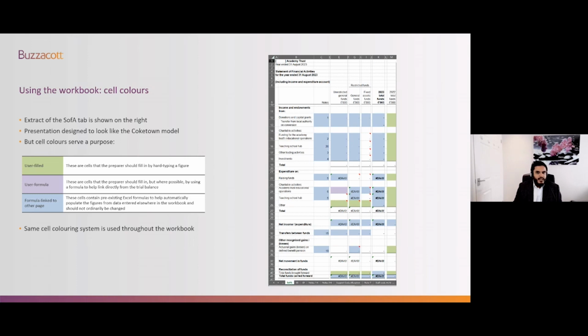On the other extreme, the blue coloured cells are those which contain a pre-filled formula, which will try and grab the data from another location within the workbook, ultimately flowing the link all the way back to your trial balance. There's also a middle category, the purple coloured cells. Those require the preparer to give a bit more thought as to the best way of pulling the data into that cell, but ideally linking back by formula wherever possible.